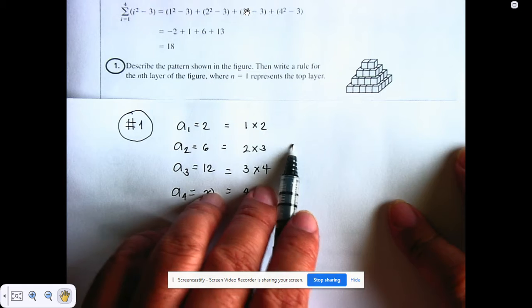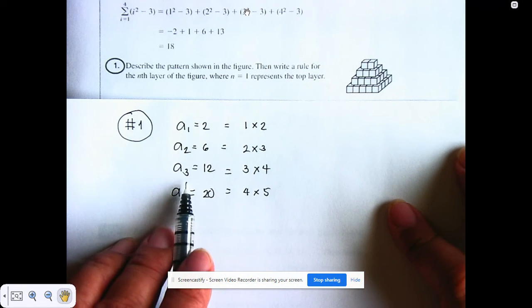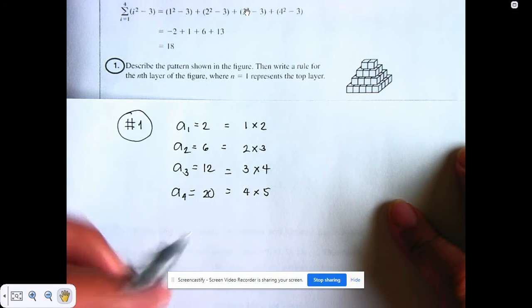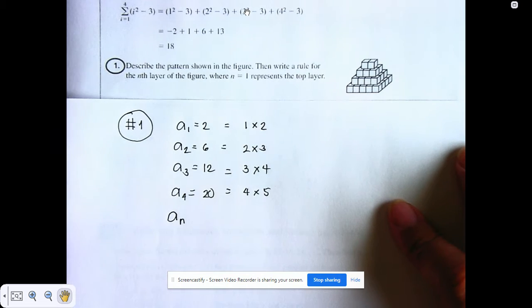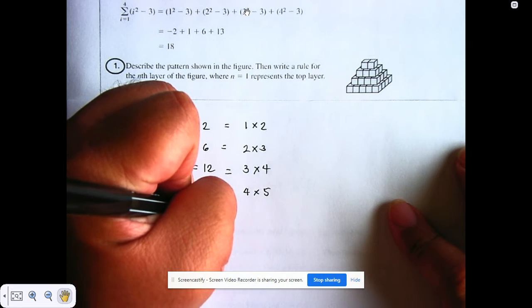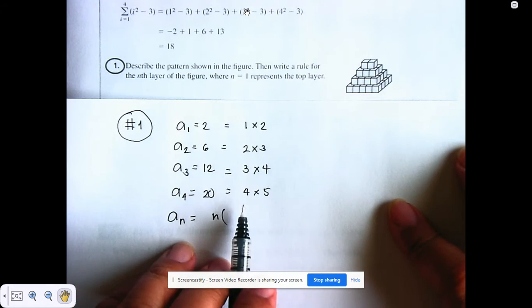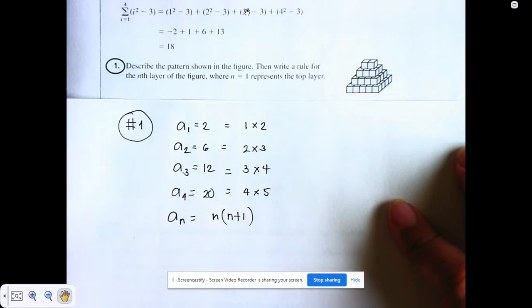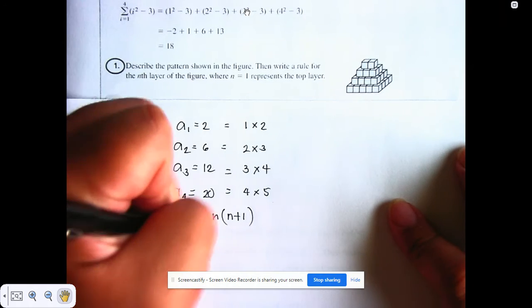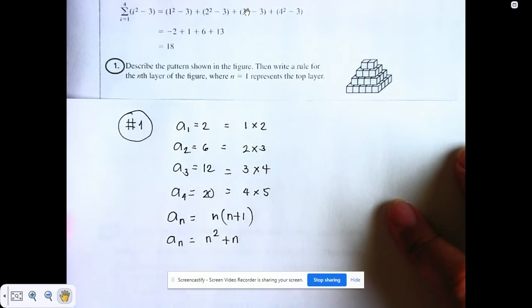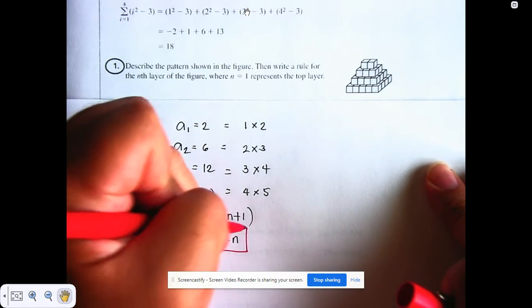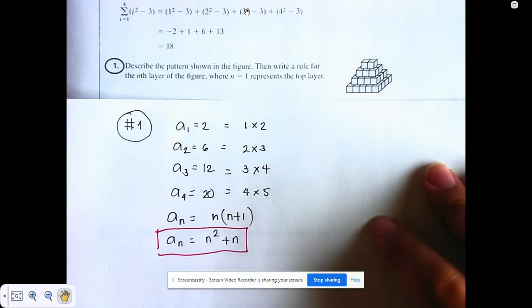So basically, you notice a pattern. When n is 1, it's 1 times 2. A sub 2, 2 times 3. A sub 3, 3 times 4. A sub 4, 4 times 5. So if I choose a sub n, to find the rule for the nth layer, it would be n times, it's always 1 plus the previous number, so n plus 1. If I simplify that, a sub n is actually n squared plus n, which is my final answer. That's number one.